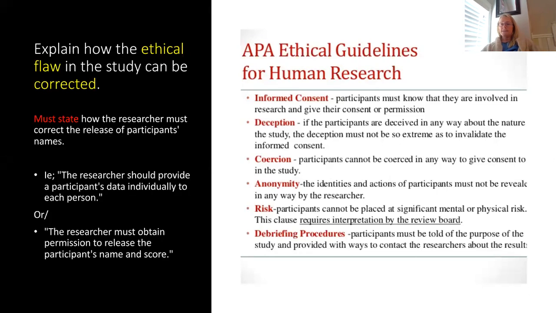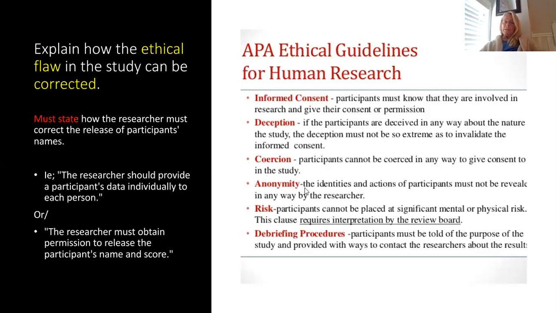So what are the 6 ethical guidelines? In order for me to understand what ethical guideline they didn't do, I need to remember the 6 ethical guidelines. You have to have informed consent. You have to not deceive the people in a way that actually is really extreme. Some minor forms of deception are okay, but not major forms of deception. You may not coerce them, so you can't say you have to participate in the study or you're not going to get a grade. That's always a classic example.